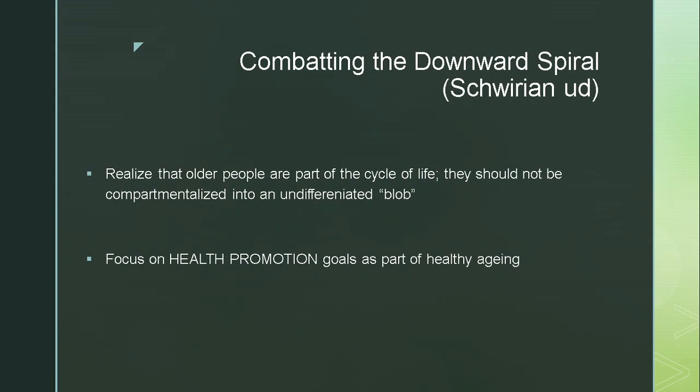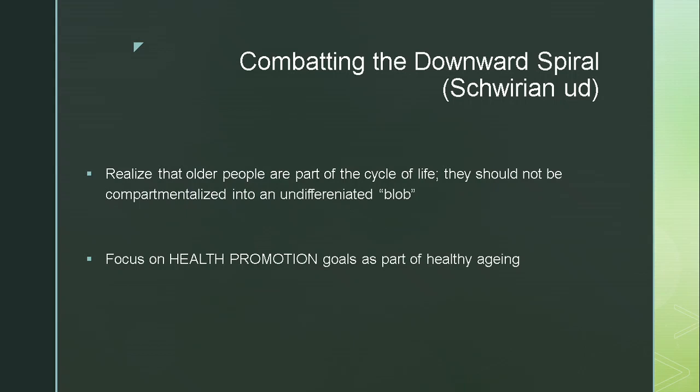So how do we combat that downward spiral? Well, we need to realise that older people are part of the cycle of life. They should not be compartmentalised into this undifferentiated blob. We need to recognise that elderly people are all unique and different, and they're not just a category. Because when we view elderly people as categories, as we spoke about earlier, we often view them as the extreme version of the category, the most unhealthy, etc.